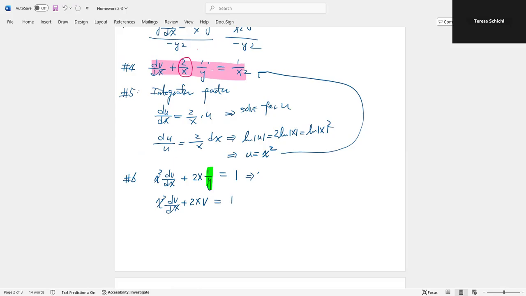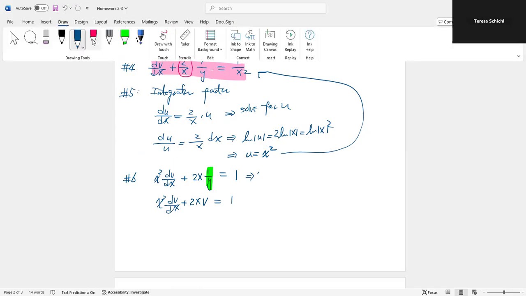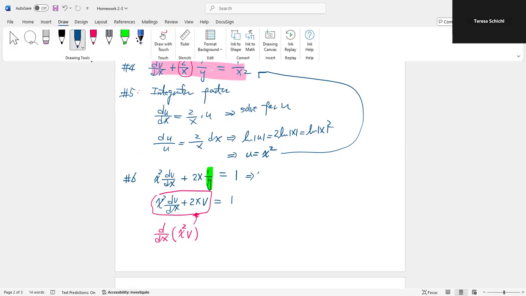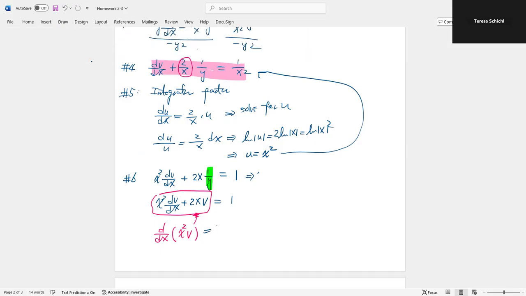So remember the integration factor makes these terms become the derivative of this product, so it will be x squared v. Applying the product rule, you will get x squared v is equal to 1. Okay, great. Doing just great.